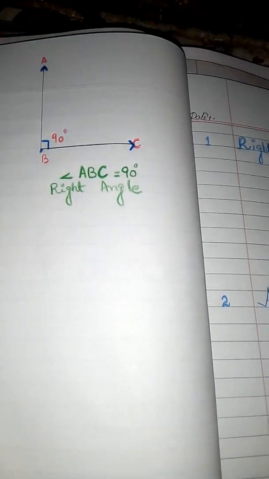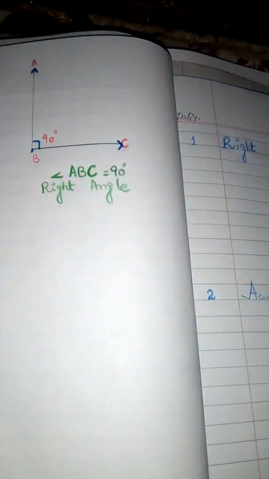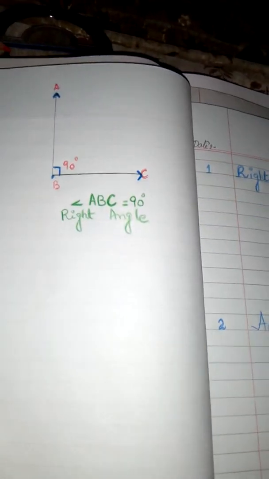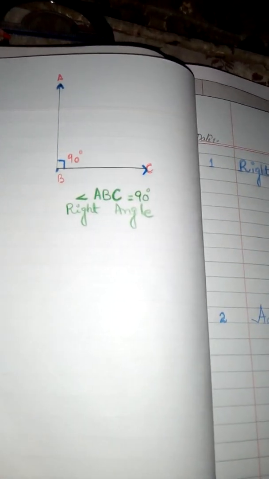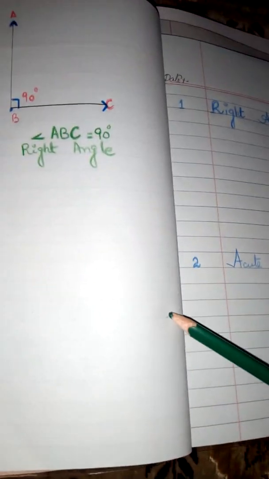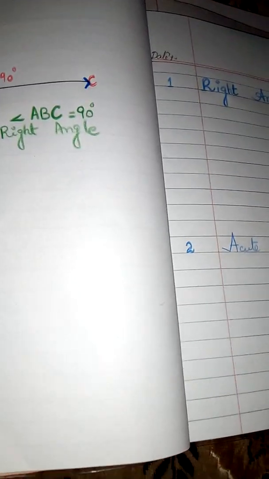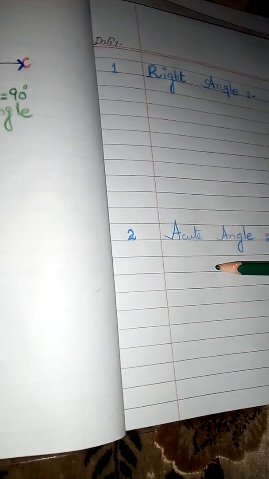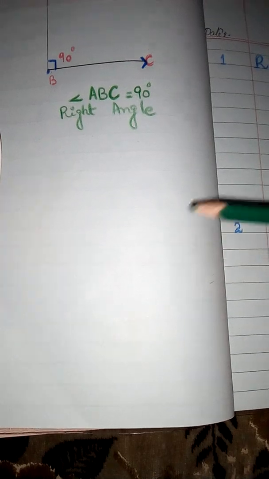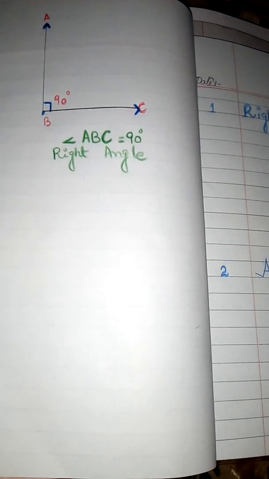Then a straight angle is always equal to 180 degree, and a reflex angle is more than 180 degree but less than 360 degree. In this way, you are going to draw the angles in front of the definition, but make sure not more than 2 angles will come on one page. 2 definitions on this page and the angles in front of them. Then the next definition will come on the next page. In this way, only 2 definitions and 2 angles will come on one page.